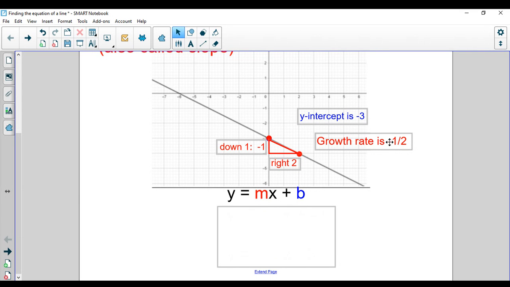M is the growth rate, -1/2. B is the y-intercept, -3. So our answer is y equals -1/2x plus -3, or another way to say that is y equals -1/2x minus 3. And that's how you find the equation of a line when you're given the graph.